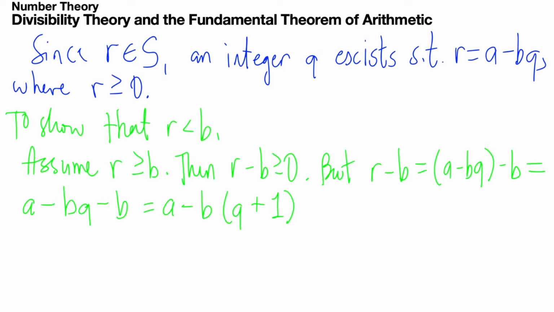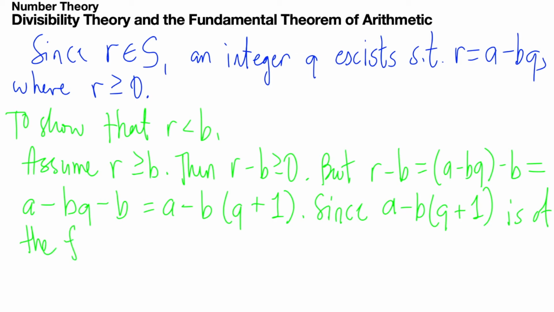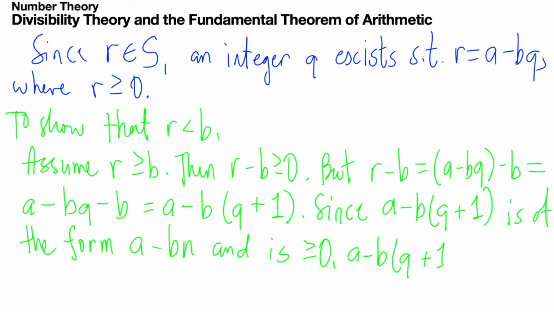Since A minus B times the quantity Q plus 1 is of the form A minus Bn, this is an element of S, and it is also greater than or equal to 0. So A minus B times the quantity Q plus 1 is an element of S.